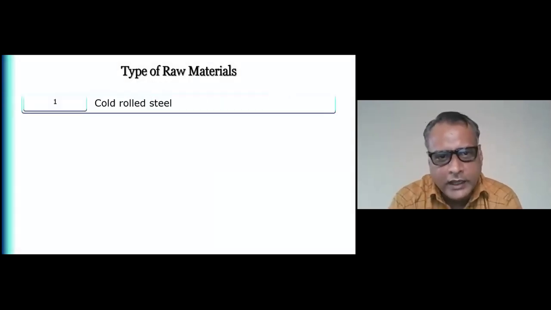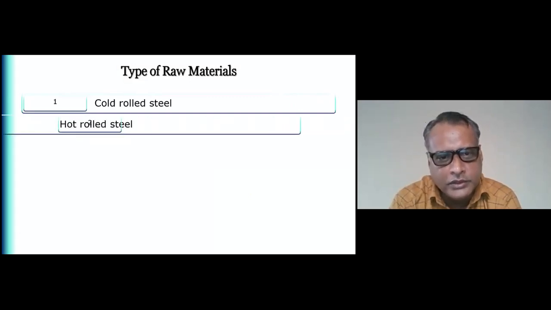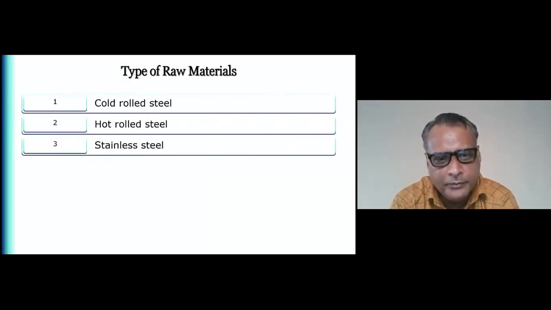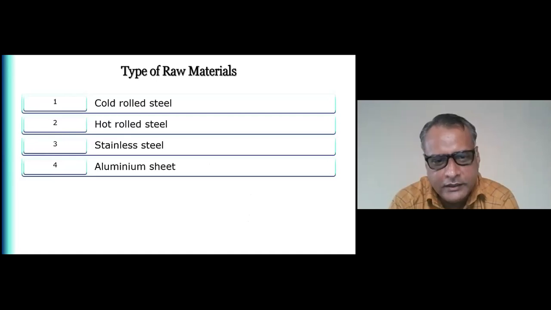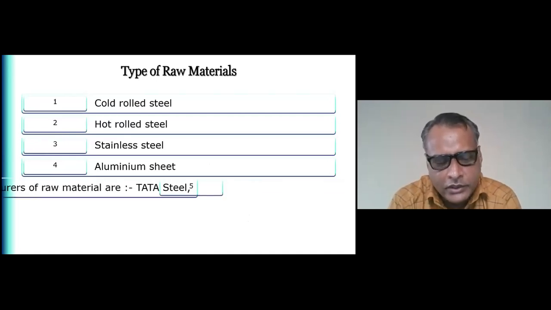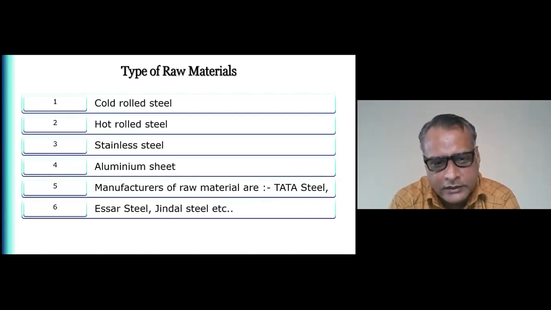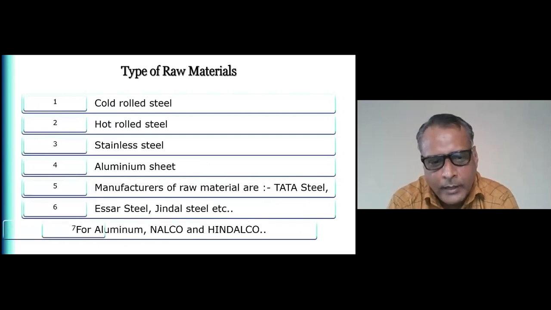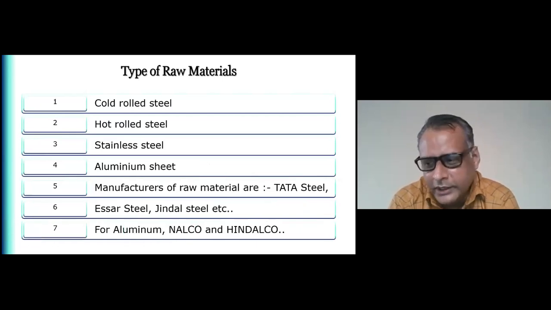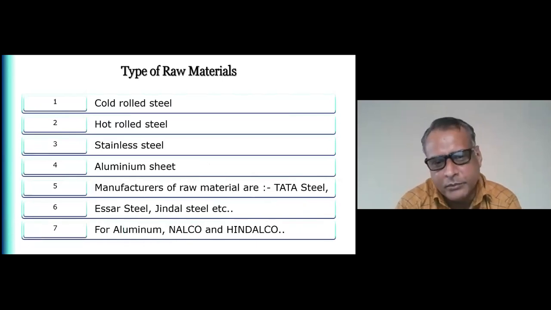Now, what are the types of raw material used in the sheet metal industry? That is cold rolled steel, hot rolled steel, stainless steel and aluminum sheet. Generally the manufacturers of these raw materials are Tata Steel, SR Steel, Jindal, and for aluminum, Nalco and Hindalco are providing the sheet metals.